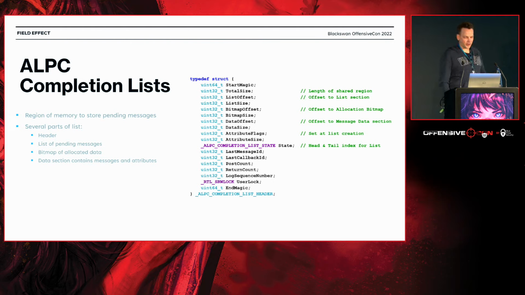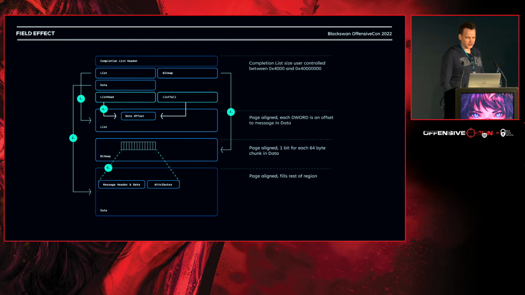So we'll look at this in picture form. This is the completion list. And so you can see at the top, there's a header. It's got offsets to the 3 different sections.